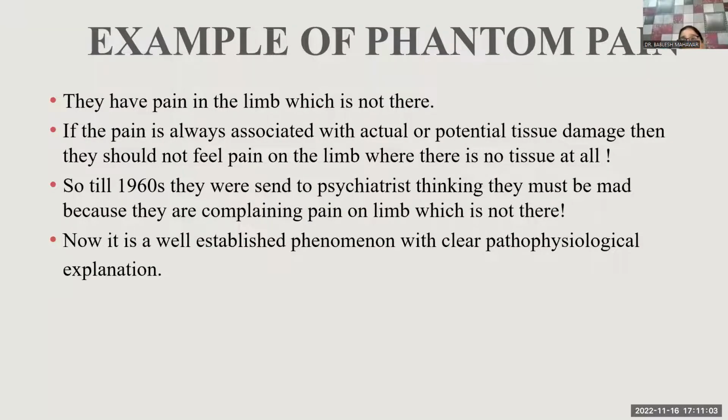So now, why do we say that there can be pain even without tissue damage? A very important example is phantom limb pain, because patients have pain in a limb which is not there. The patient may have had osteosarcoma, or trauma, or gangrene, and had the limb amputated, so still they can have pain in that limb which is not there.